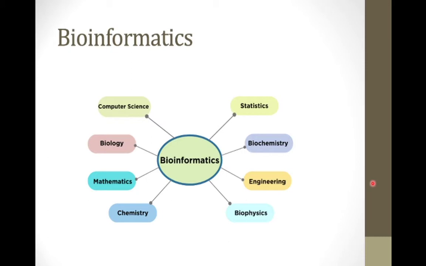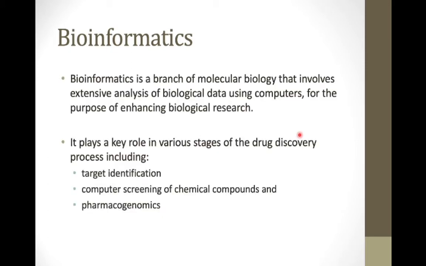So bioinformatics. Bioinformatics essentially is a branch of biology that develops methods and software tools, and it's made up of algorithms and databases, which help to understand effectively the use of biological data. It encompasses many parts of science, things like computer science, statistics, biology, mathematics, chemistry, biophysics, engineering, and biochemistry. We've already said it's a branch of molecular biology. It plays an important role in the drug discovery process. It's particularly important in target identification and also in the computer screening of chemical compounds and pharmacogenomics.